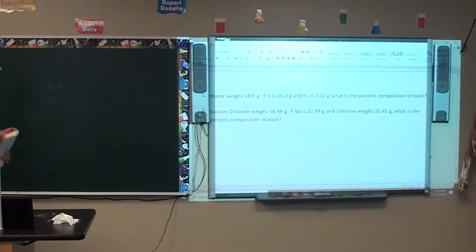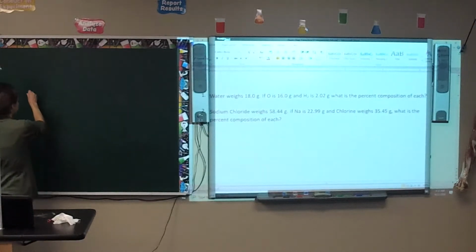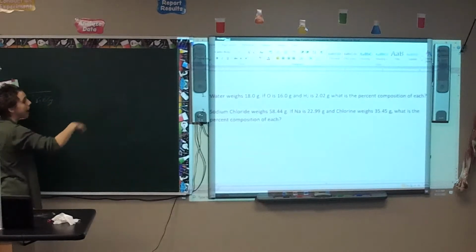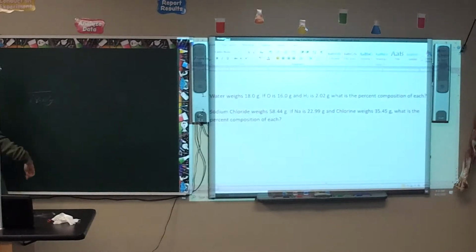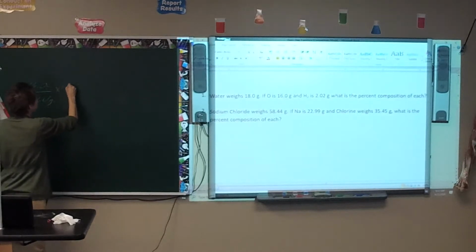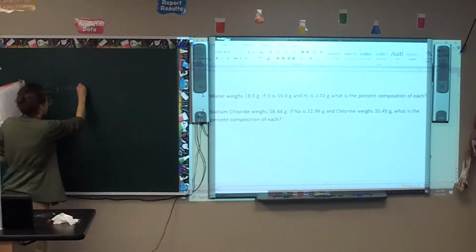So for this one, if the total weight of water is 18.0 grams, and you want to figure out what percent hydrogen is of it, or oxygen, we'll start off with oxygen. Oxygen weighs 16.0. So you take 16, divided by 18, times 100, so that it turns into a percent, and that gives you what?